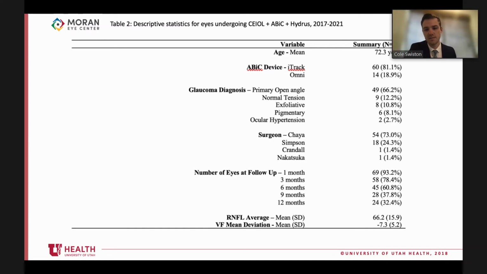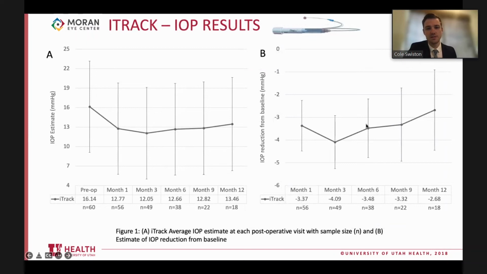Jumping right into the primary outcome, I'm going to stratify this by device type. This talk is not meant to compare iTrack to Omni, but I think it's useful to look at them separately. This is IOP: the graph on the left, A, is average IOP at each follow-up point, and B is reduction from baseline, a different way to look at the same data. You can see there was a sustained IOP lowering effect for iTrack throughout the follow-up period. That reduction from baseline was about 3.5 to 4, with a little bit of decreased efficacy at the 12-month follow-up period.